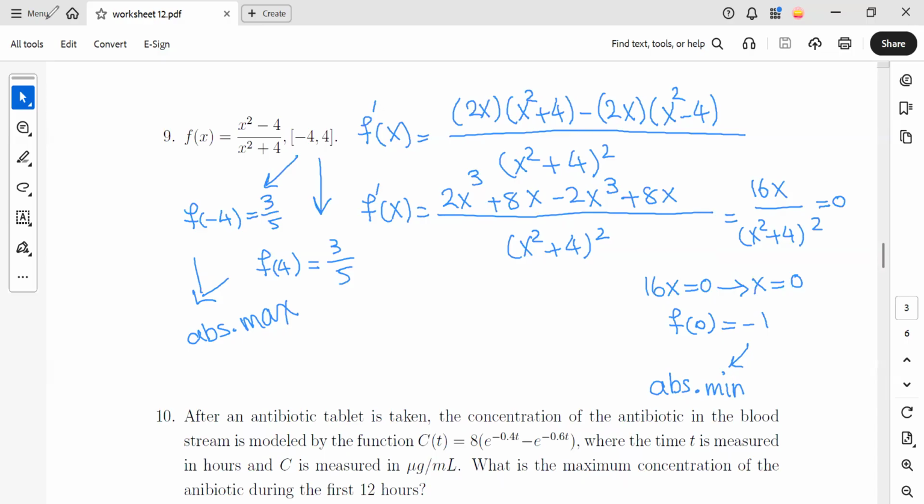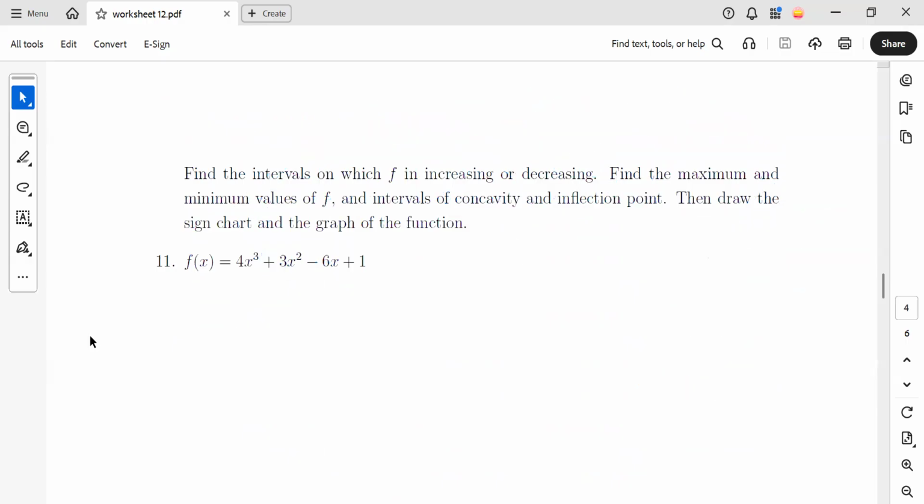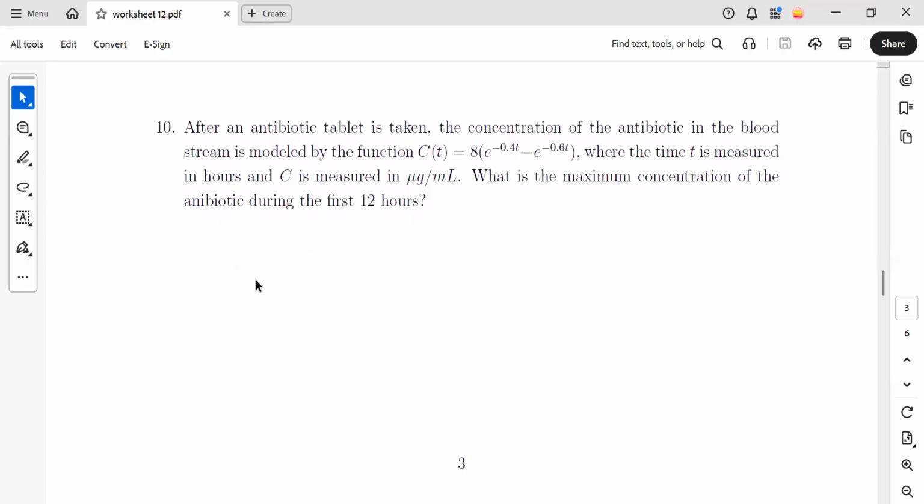Next one, number 10. Next one will be number 11. No, number 10. So number 10 is here. Okay. Please read the question, pause the video, and then listen to the solution.